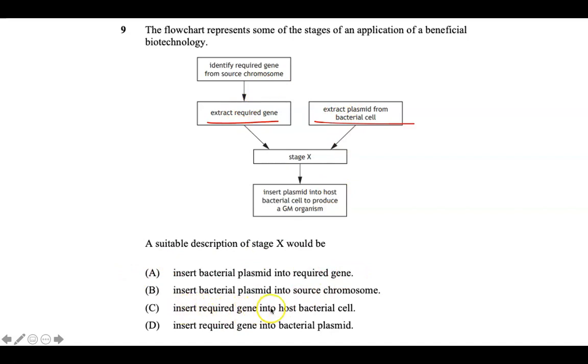Insert required gene into host bacterial cell. Well, that's going to be the end idea of what we want to do, but we're going to use this plasmid to do it, which means D has to be our answer. Insert required gene into bacterial plasmid.